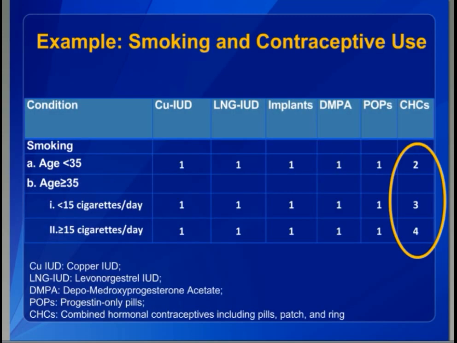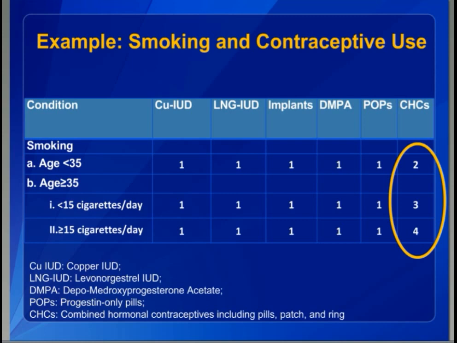This is an example of the recommendation for smoking and contraceptive use. Down the left side, you can see that smoking is broken into categories by age and level of smoking, and across the top are the various contraceptive methods. For combined hormonal contraceptives, which is abbreviated here as CHC, which include combined oral contraceptive pills, the patch and the ring, you can see that recommendations reflect increasing safety risks with smoking as age and the level of smoking increase.